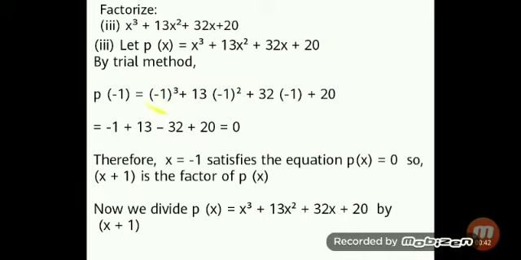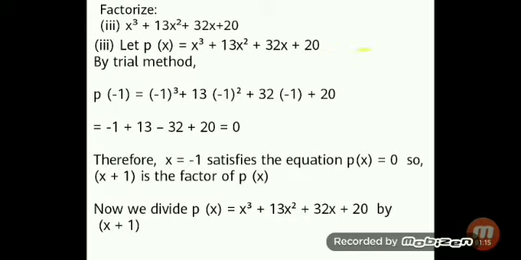Now minus 1 cube is minus 1 plus 13 multiplied by minus 1 square. Minus 1 square is 1. So 13 ones are 13, so we write 13 here. Now 32 into minus 1 is minus 32 and plus 20 remains as it is. After solving, we get 0, which means x equal to minus 1 satisfies this polynomial, so x plus 1 is a factor of this polynomial.